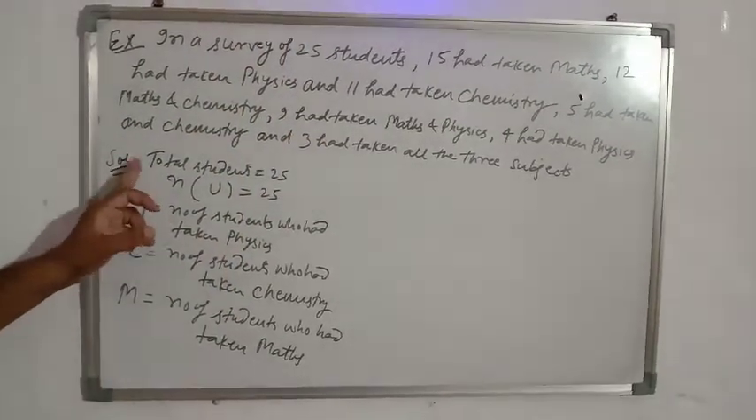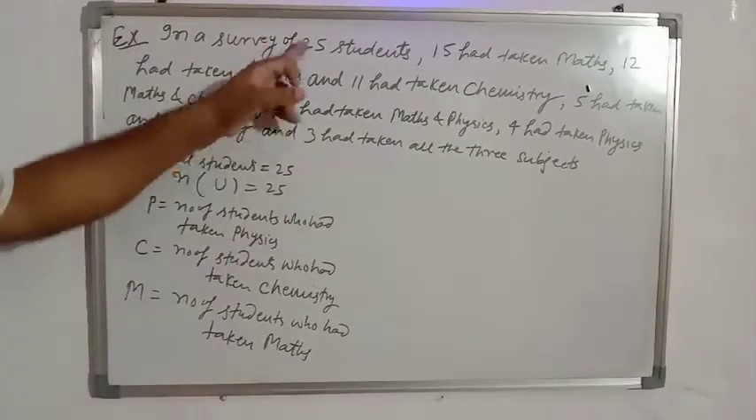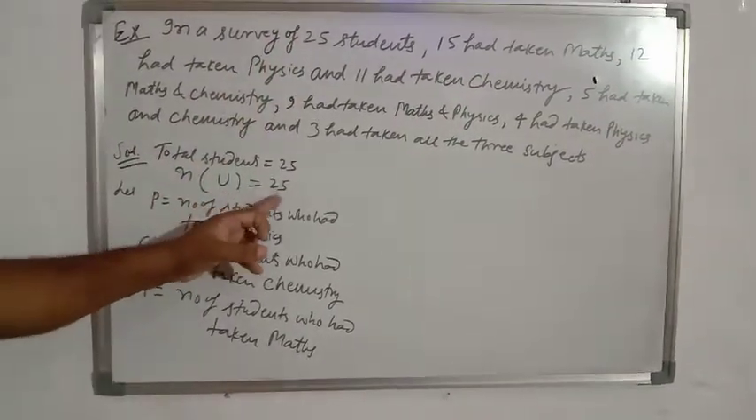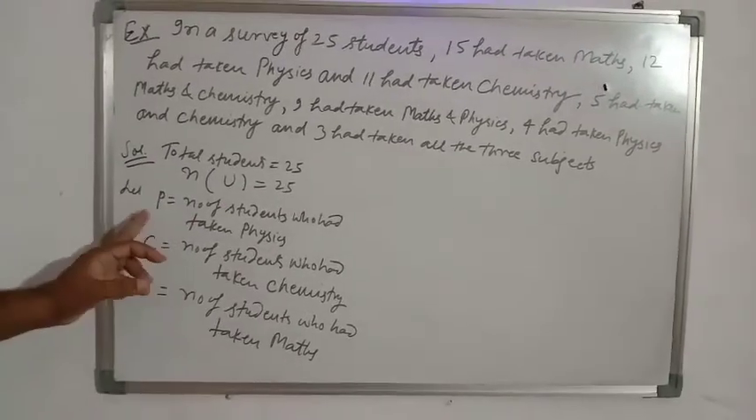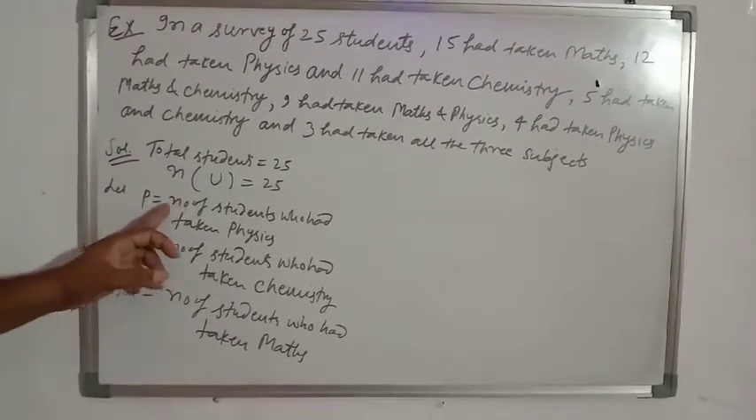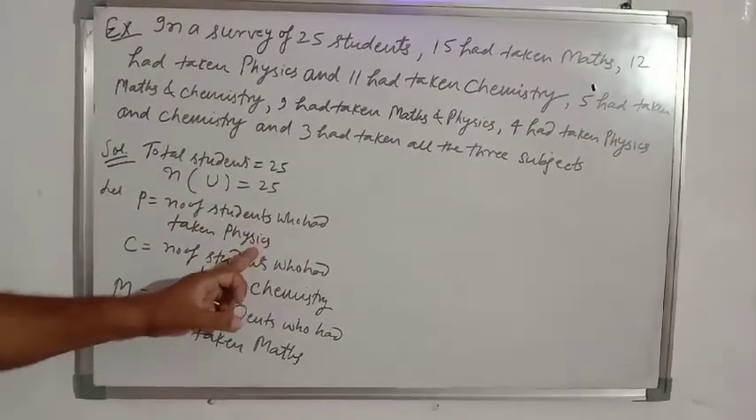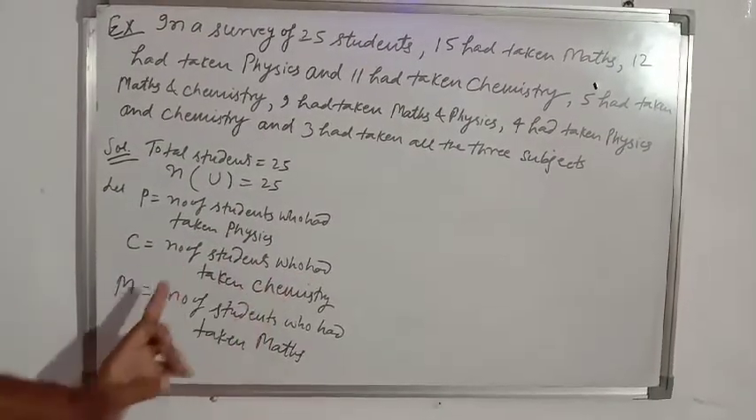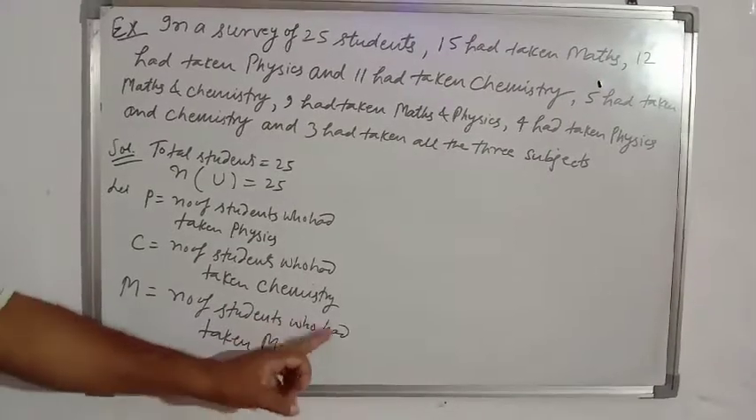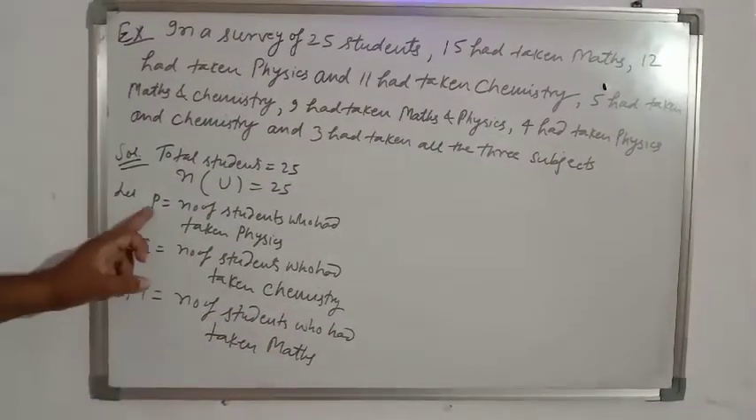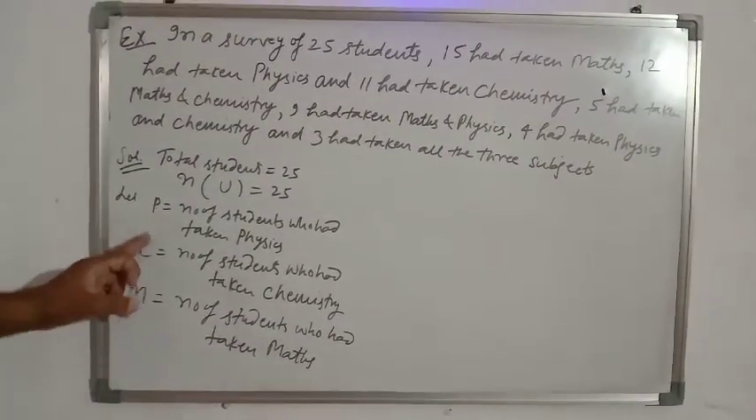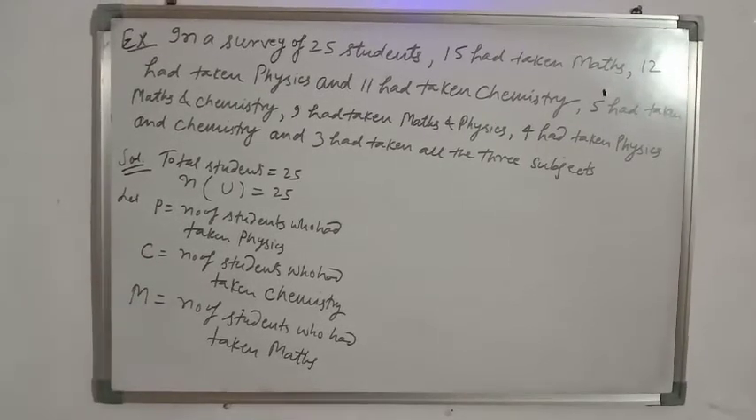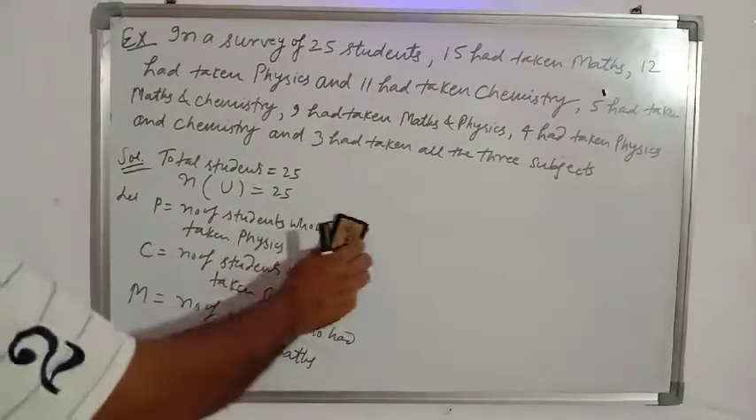Firstly, the total number of students is given as 25, meaning the cardinal number of the universal set is 25. Then let P represent the number of students who had taken physics, C the number of students who had taken chemistry, and M the number of students who had taken math. So P, C, M represent physics, chemistry and math. Now write the numbers.